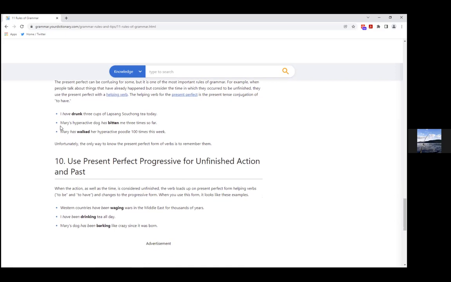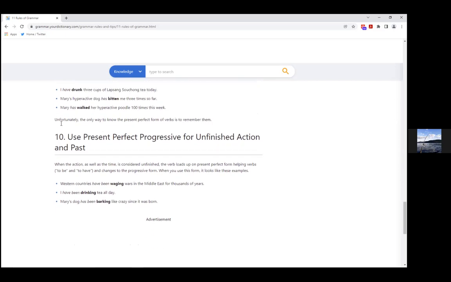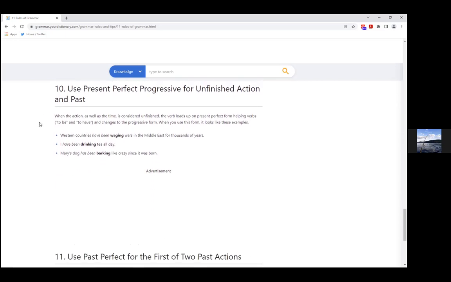Let's go with a little bit of an easier one. Mary, I'm always picking on her and her dog, but we'll have you try it again. Mary's hyperactive dog has bitten me 3 times so far. Mary's hyperactive dog has bitten me 3 times so far. Correct. I would feedback-wise just suggest watching the speed of some of these words, because that's what's making it unclear in your pronouncing. But in general, exactly right.